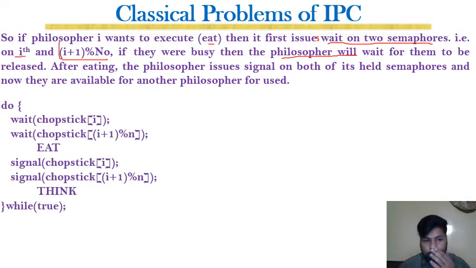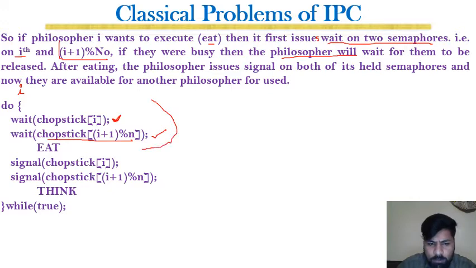So here is the code. Here is the pseudo code which is used by every philosopher. For example, for the ith philosopher, the code is this one. First, the philosopher will call wait on chopstick I. Then on chopstick (I plus 1) modulus number of philosophers, another wait call will follow the first one, and if both of them execute successfully, then the philosopher will eat.